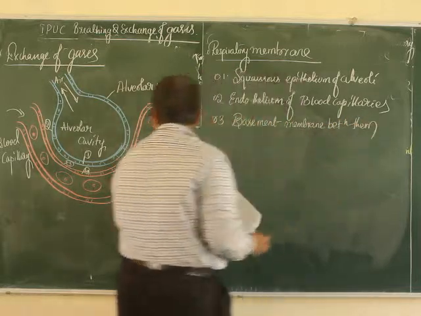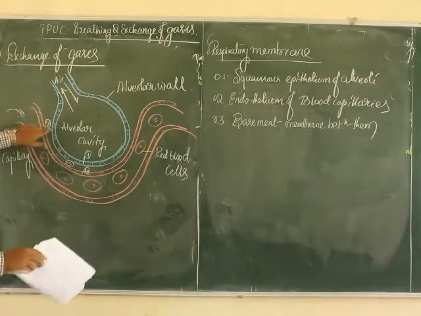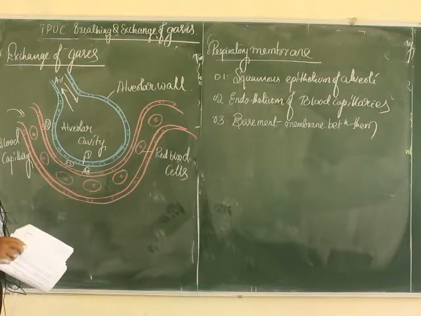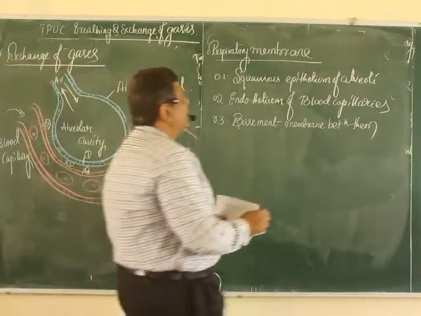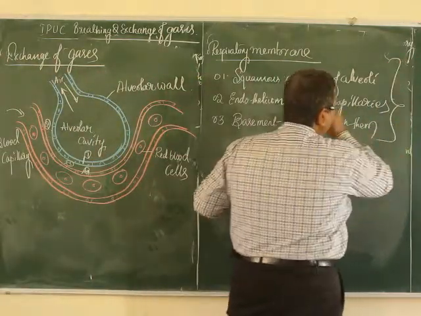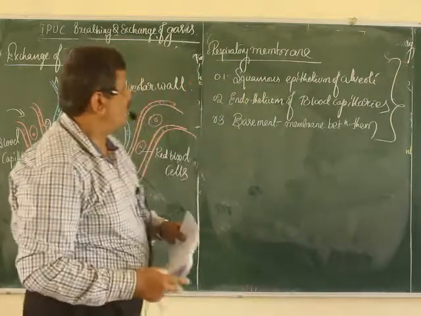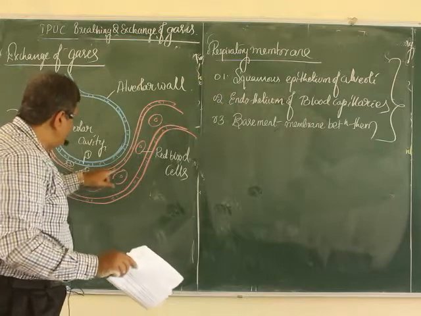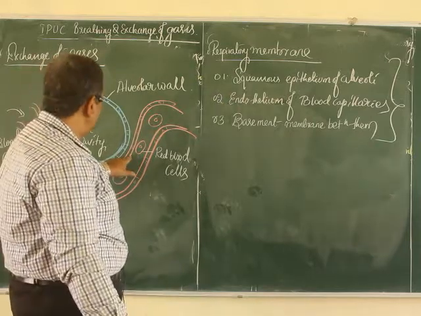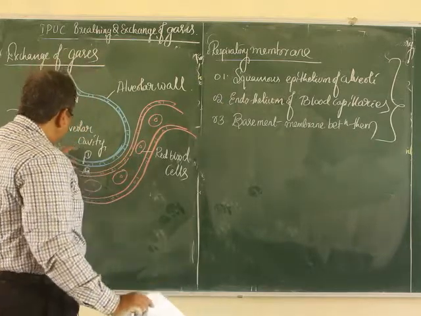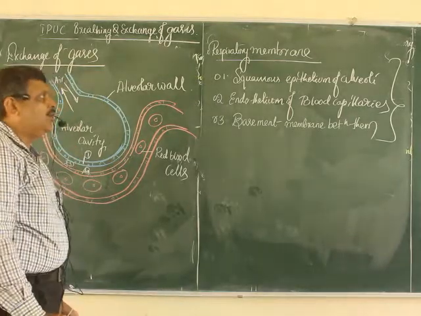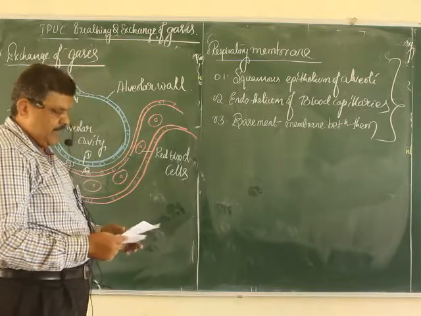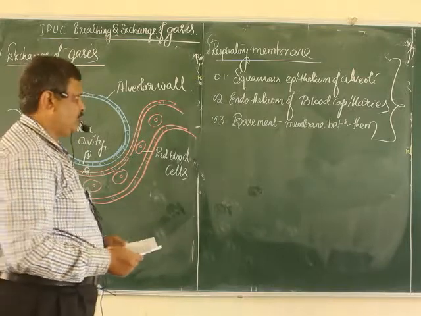That is, basement membrane of the alveoli and basement membrane of the blood capillary together form the respiratory membrane. I hope it is clear to you. Squamous epithelium layer, then the endothelium of the blood capillary, and the basement membrane of the both together form the respiratory membrane. So you should remember this.